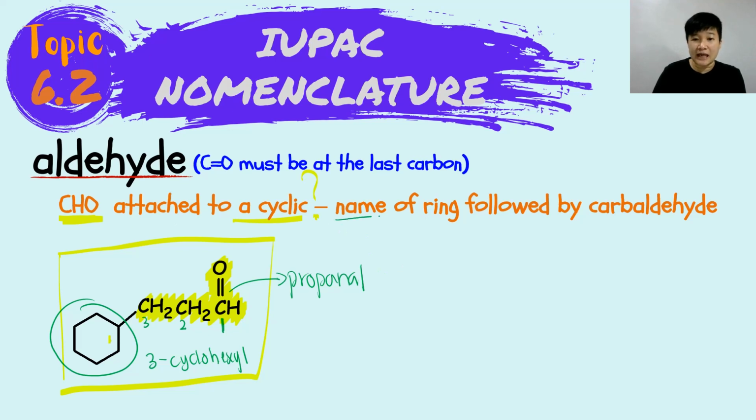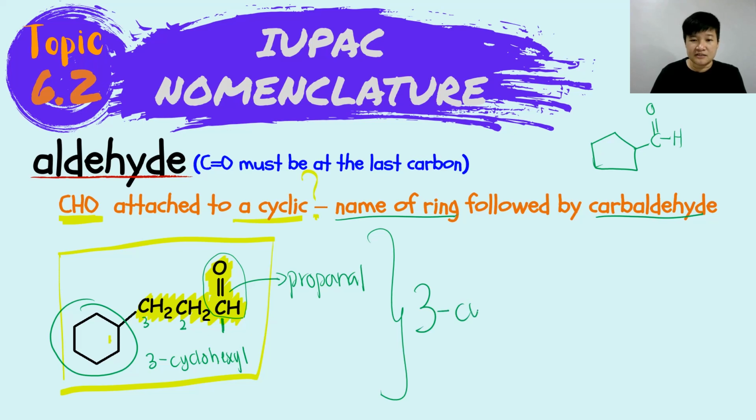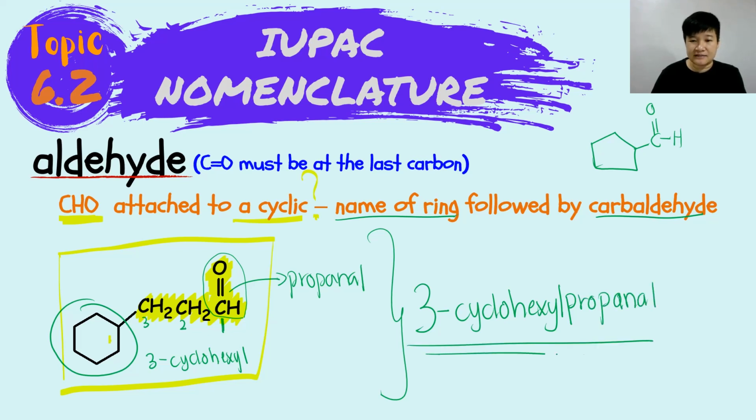So, bear that in mind. To have the name of the ring followed by the word carbaldehyde, the condition must be that the C double bond O is directly attached to the ring. That is your cyclopentane carbaldehyde. But when the C double bond O is not directly attached to the ring, then it will be the normal aldehyde. So the complete name of this guy will be 3-cyclohexyl, the 6-carbon ring as your substituent, attached to the parent of propanal. And that is the complete name.